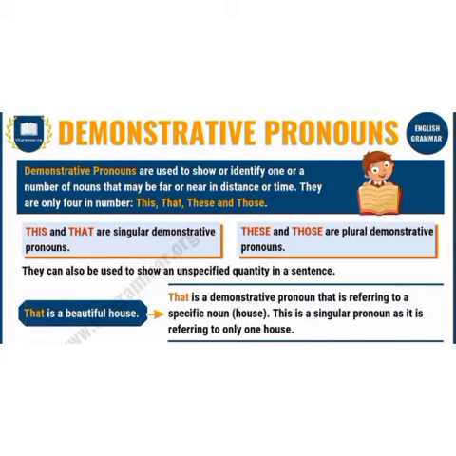किसी एक को या number of nouns को that may be far or near in distance or time. Okay, it will indicate, it will show or identify one or a number of nouns that may be far or near in distance or time. There are only four. You can easily understand, they are only four in number. This, that, these, those: these four words are known as demonstrative pronouns, right?